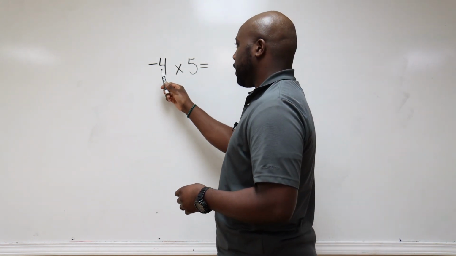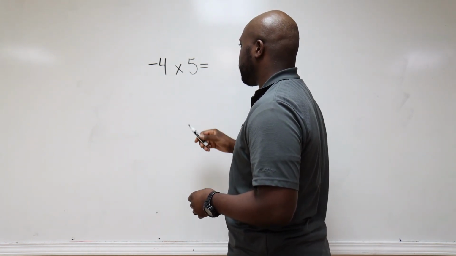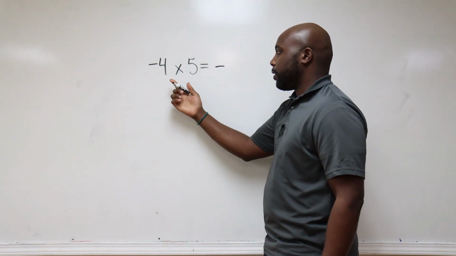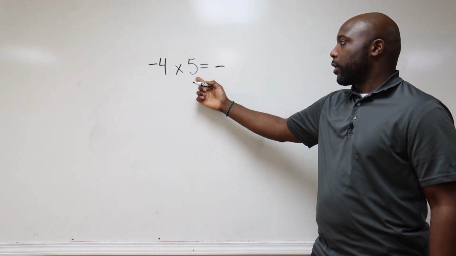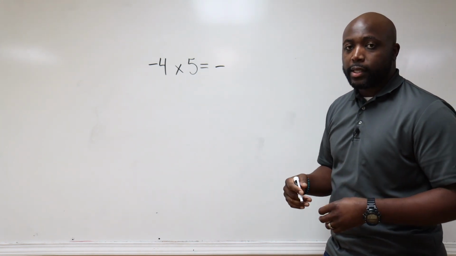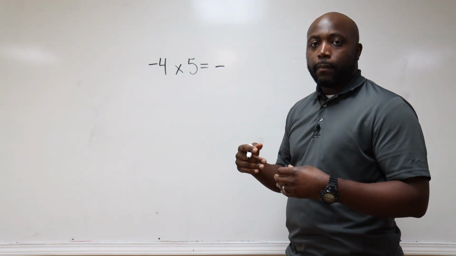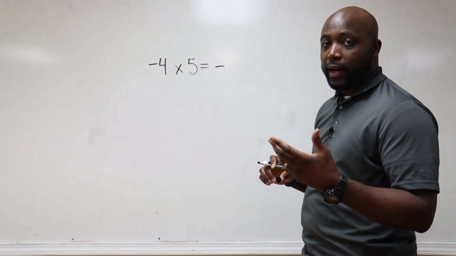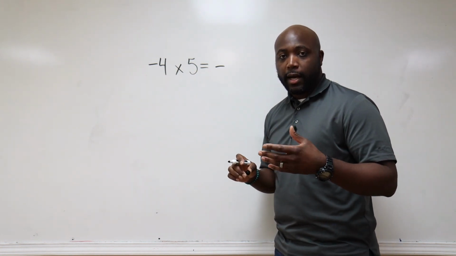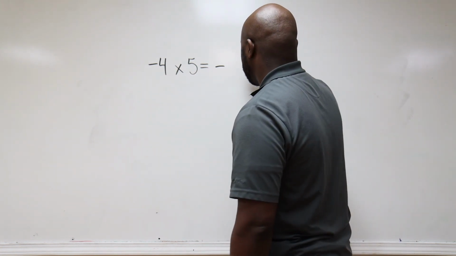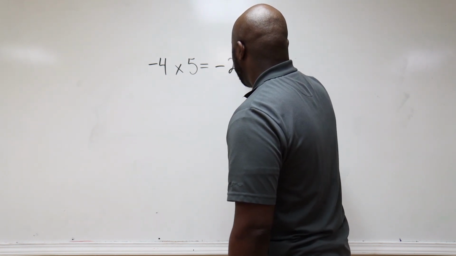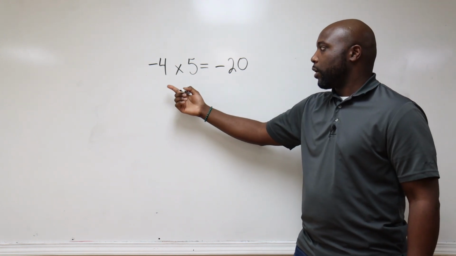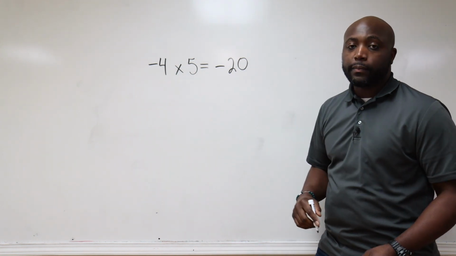So -4 times 5, our solution is going to be negative first, and then we have to figure out what is 4 times 5. Well, 4 times 5 is just 5 adding itself 4 times. So we have 5 plus 5 plus 5 plus 5, which gives us our solution of 20. So our solution will be -20 for -4 times 5.